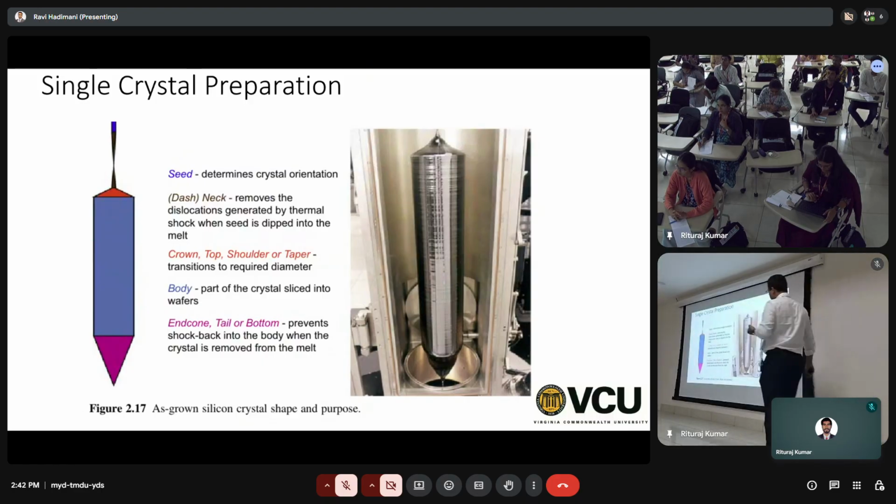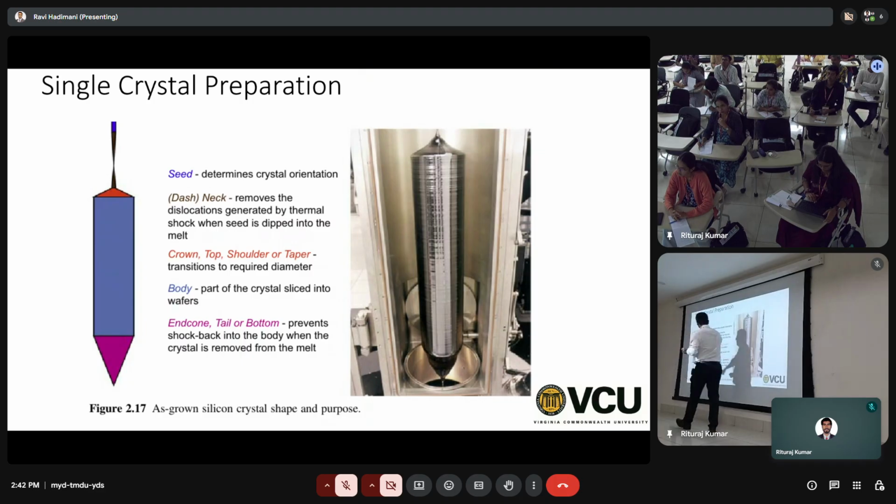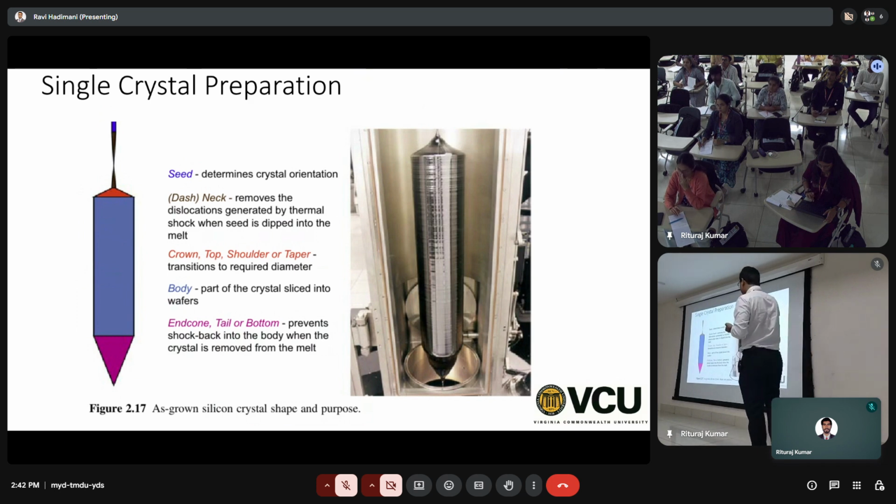So here is a single crystal ingot after you grow it. This is from silicon. So this is a silicon single crystal ingot.